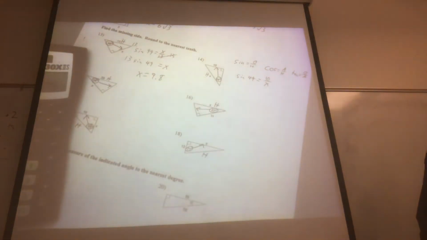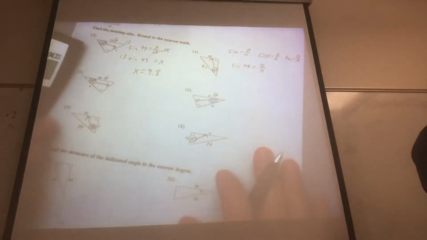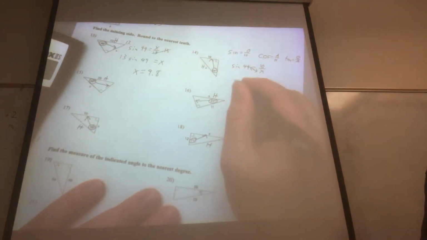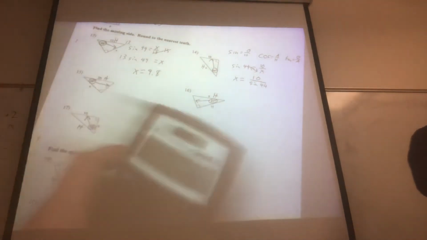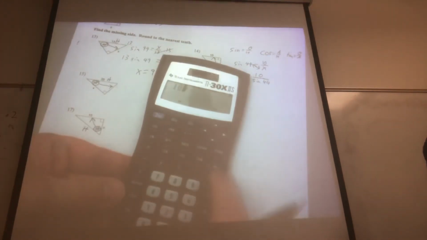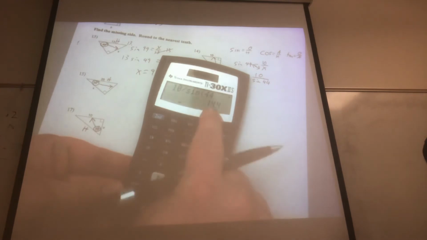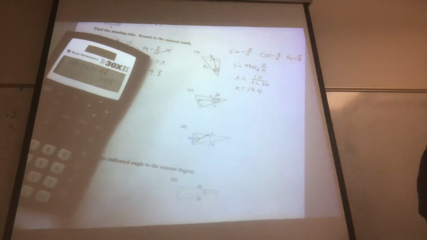Okay, I'm going to set all the rest of these up. I won't worry about working them out, just to save time on the video. On this one, though, the x is on the bottom, so I'm going to swap these. So x is equal to 10 over the sine of 44. That's exactly what I'm going to type in: 10 divided by the sine of 44. That gives me 14.4. X is 14.4.